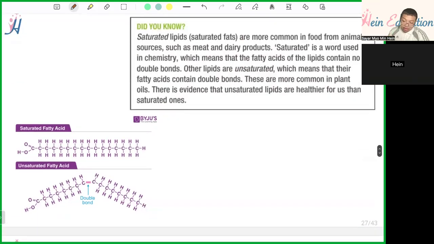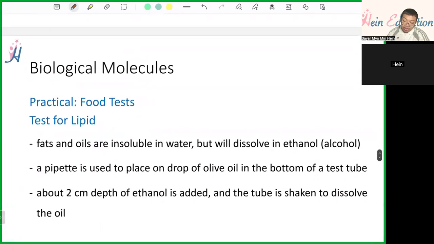So we get saturated fats and unsaturated fats. One difference between saturated and unsaturated is that saturated fatty acids all contain single bonds, but unsaturated fatty acids contain a double bond, like carbon-carbon double bonds, okay? So this would be the main difference between saturated and unsaturated.